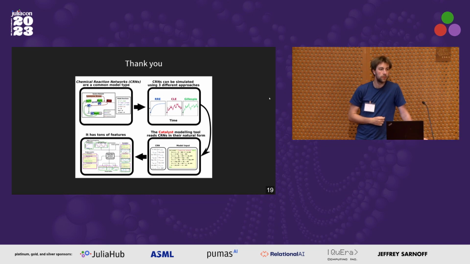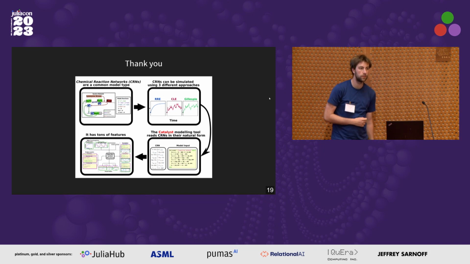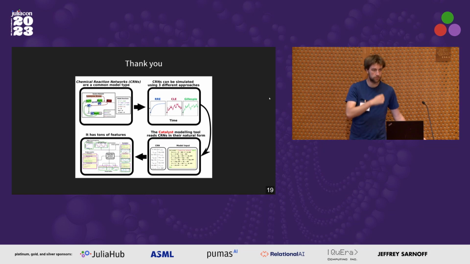So I was wondering, when you go from the RRE to the Gillespie method, if you're in the RRE, maybe you're using units of concentration, but then with Gillespie, you're forced to have integer counts, or I guess you could have discretized concentration. So I was wondering how you deal with changing the units.